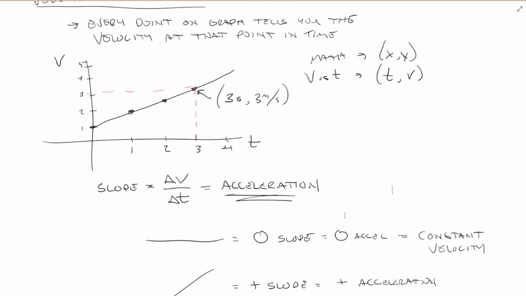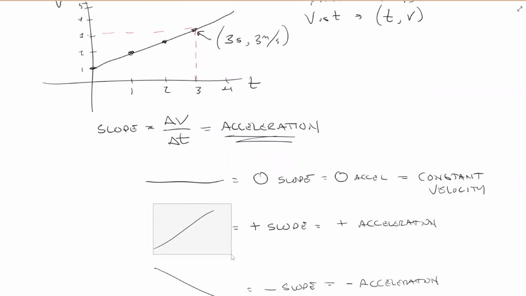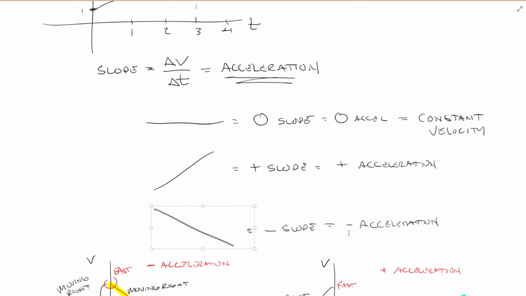So let's look at some different types of slopes you might see. If there is no slope, then there is zero acceleration, and therefore there is zero change in velocity, and we would say that object is moving at constant velocity. Our toy cars in our lab all moved at constant velocity, and you would see a horizontal line on the velocity time graph for each of those cars. Now, when you get a positive slope, you have a positive acceleration. You're adding velocity. If you have a negative slope, you have a negative acceleration. You're subtracting velocity.